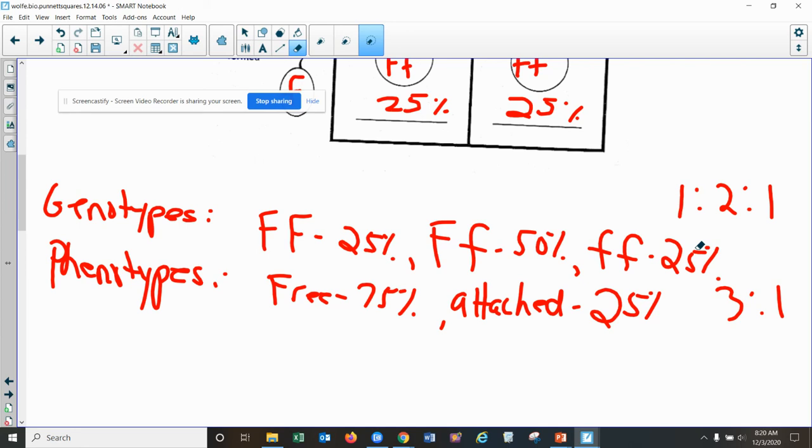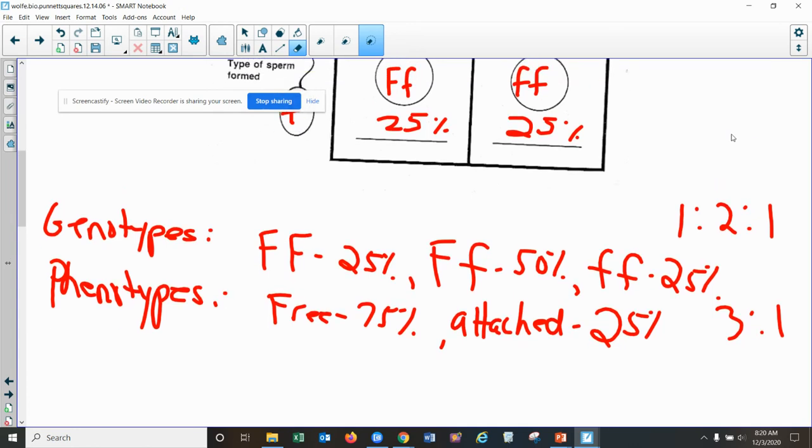Okay, there you go. That's how you do a Punnett square and how you'd analyze the results of it. And there you go. Okay. All right. Let's practice.